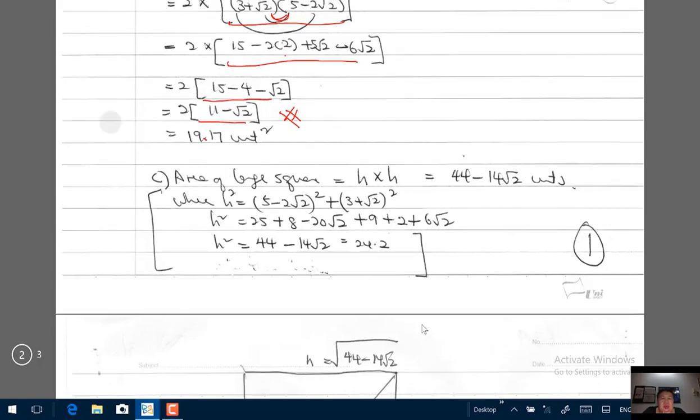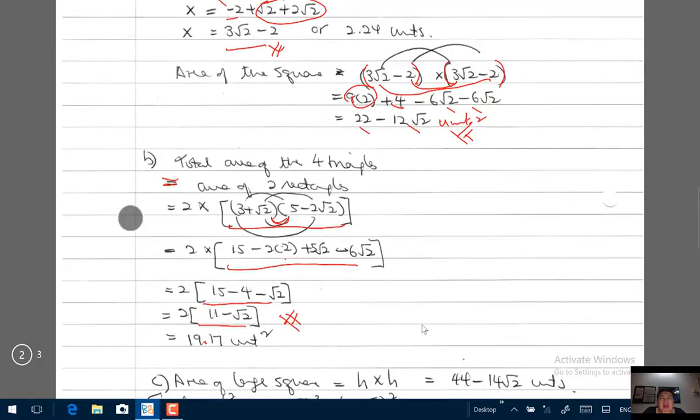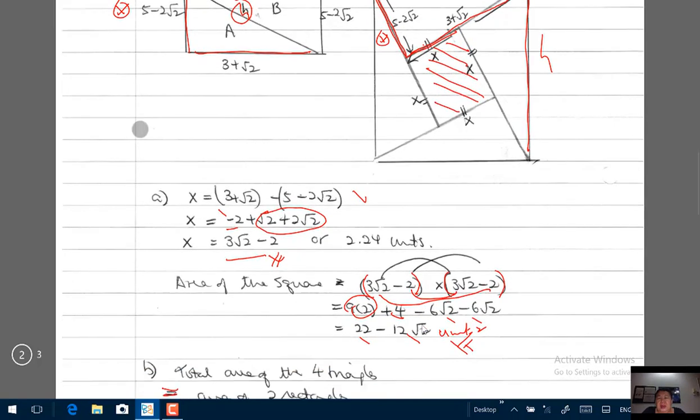Now, that's pretty easy, right? We found the area of the 4 rectangles. So area of the large square will simply be h multiplied by h. H is actually your hypotenuse. You see, h is the hypotenuse. Basically, this big square has sides which are equivalent to the hypotenuse of triangle A or triangle B.